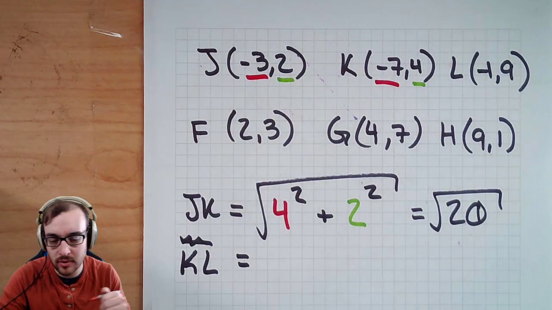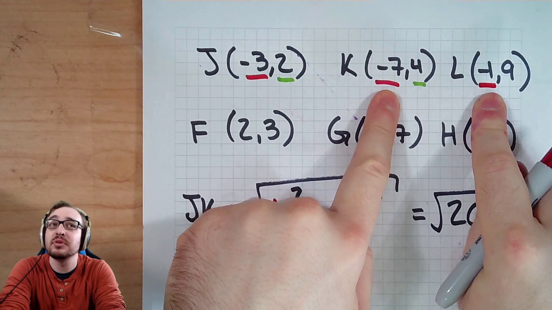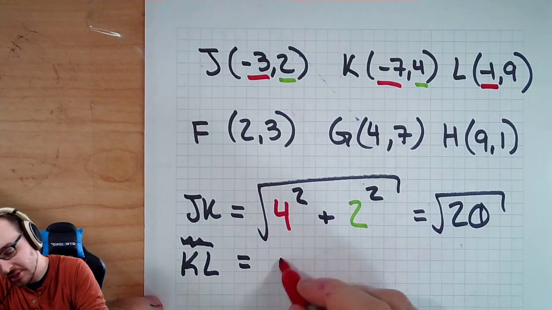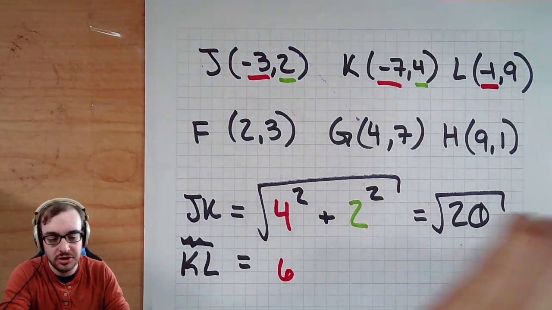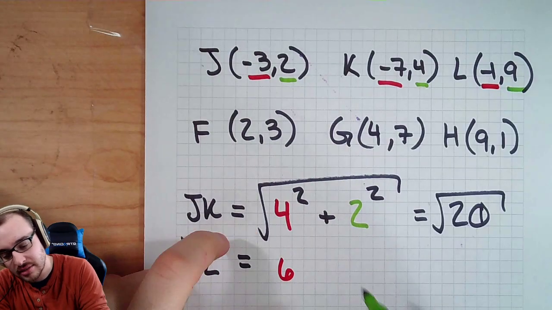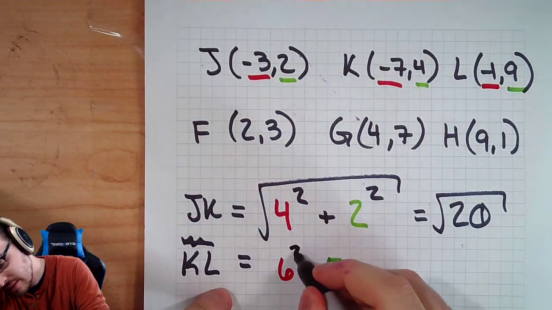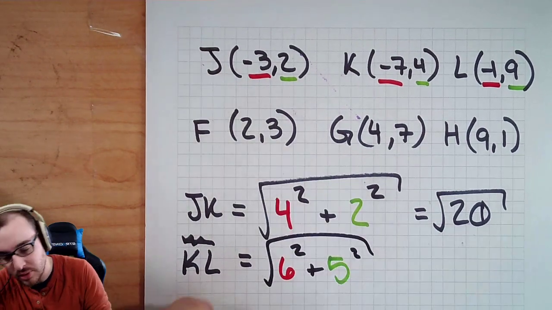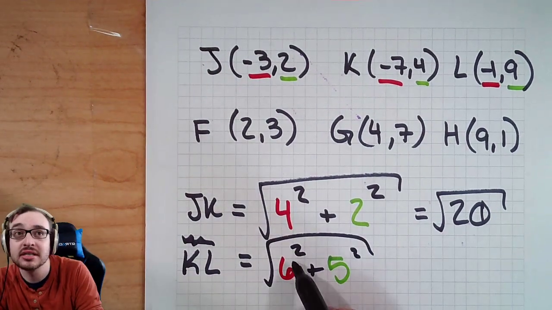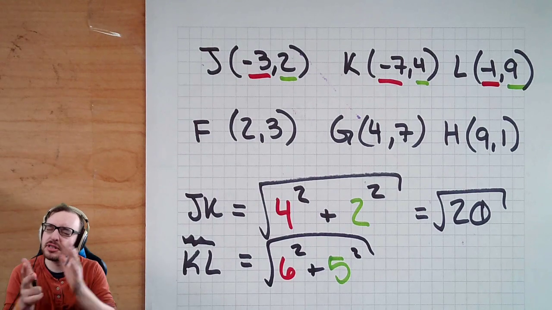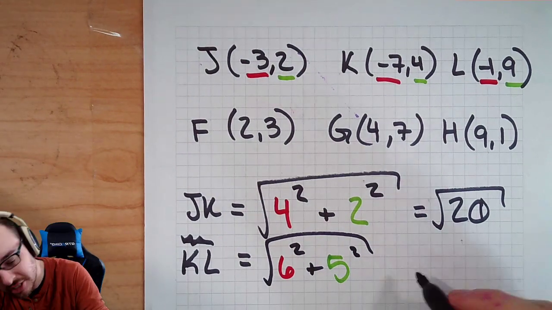All right, so what's the distance between -7 and -1? Well, 6, of course. What's the distance between 4 and 9? 5. So the length of KL will be 36 plus 25. That's 30 plus 20, which is 50. 6 plus 5 is 11, so 61.